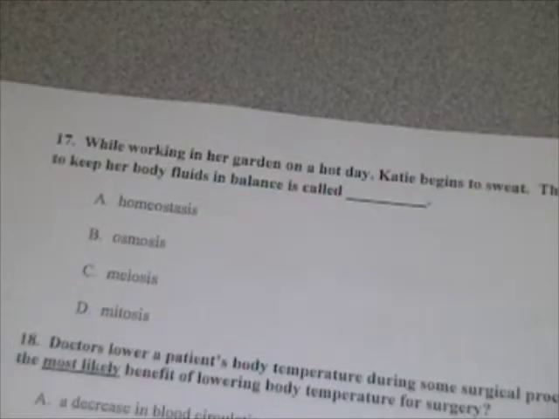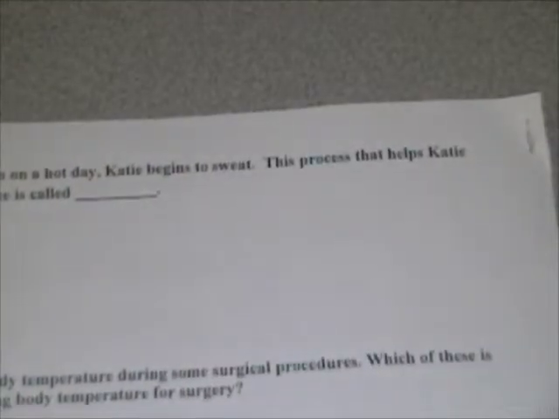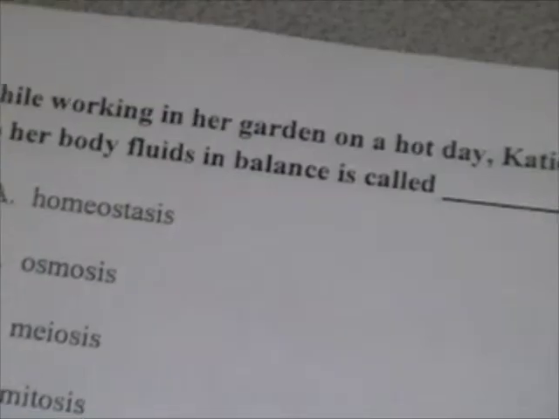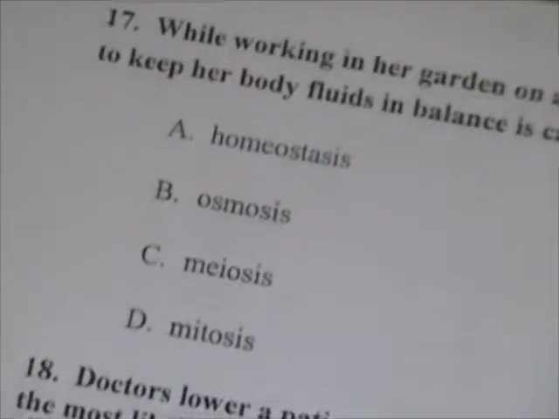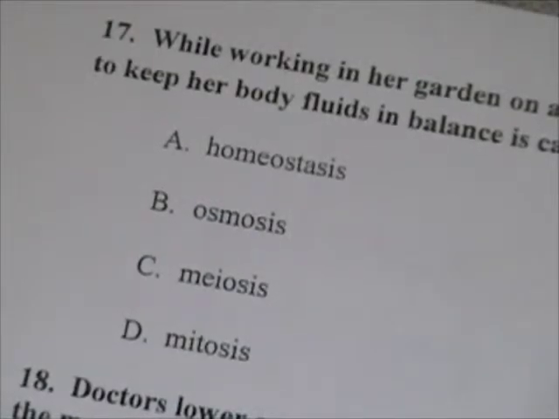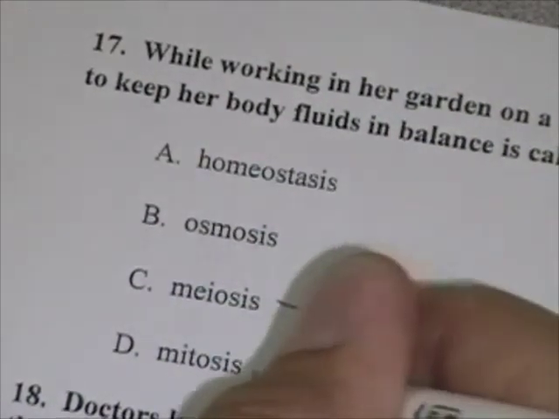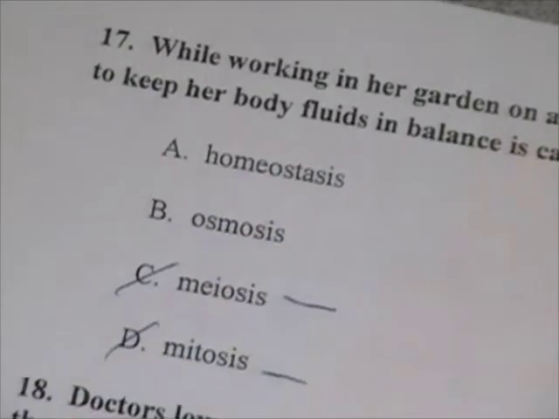Number 17. While working in her garden on a hot day, Katie begins to sweat. This process that helps Katie to keep her body fluids in balance is called A, homeostasis, B, osmosis, C, meiosis, or D, mitosis. Right off the bat, I know that C and D are talking about cell division. So that's definitely not keeping the body fluids in balance. It has nothing to do with that. So we're going to mark those out.